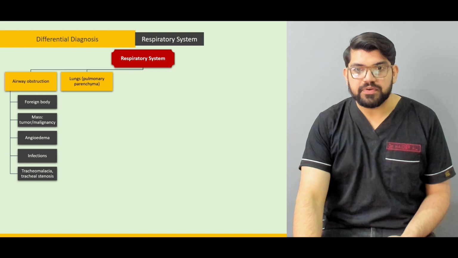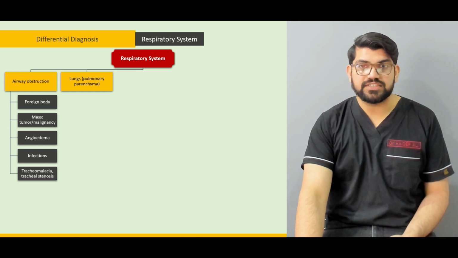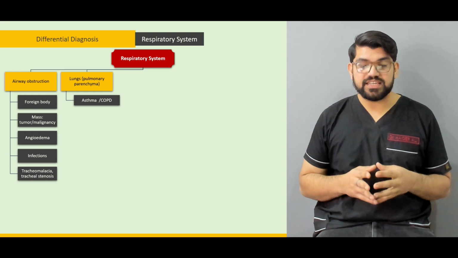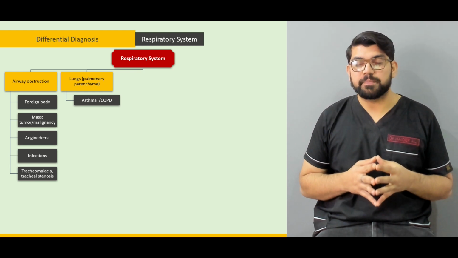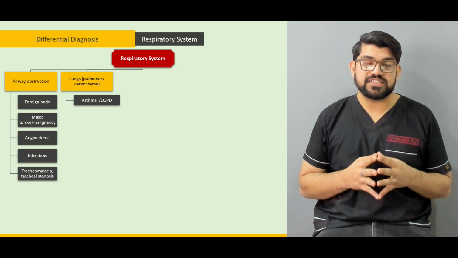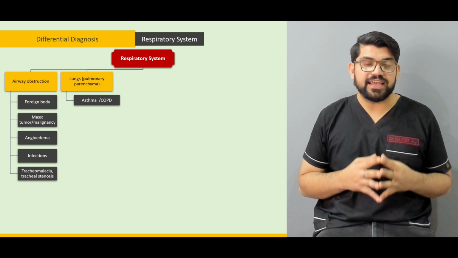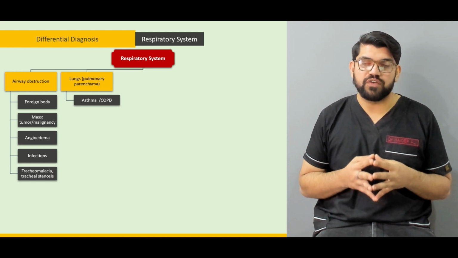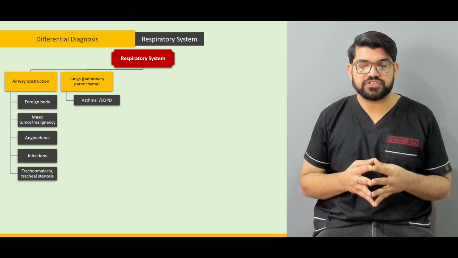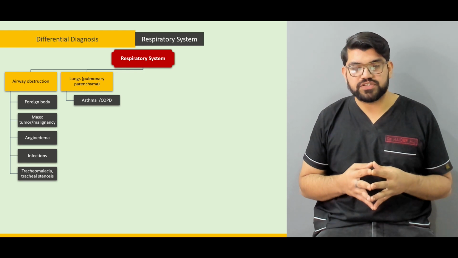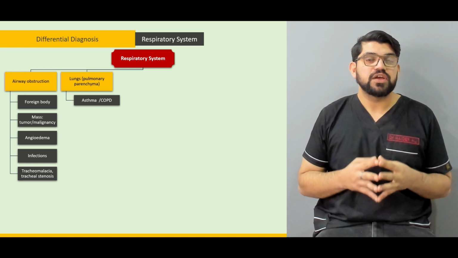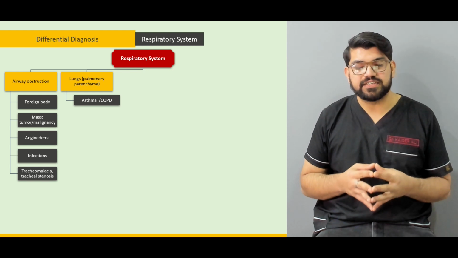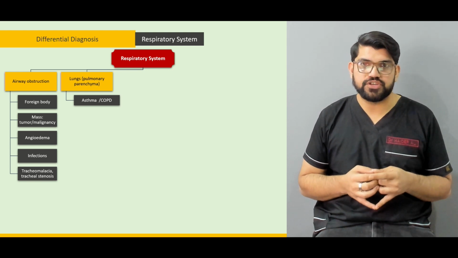Moving on to some differential diagnoses related to the lungs and parenchyma, for example, asthma and chronic obstructive pulmonary disease. Asthma is most commonly seasonal. There are patients who get exacerbations in winters, especially following a lower respiratory tract infection, an upper respiratory tract infection, or flu-like symptoms. So patients with such a history or exacerbating factor can present with acute exacerbation of asthma.